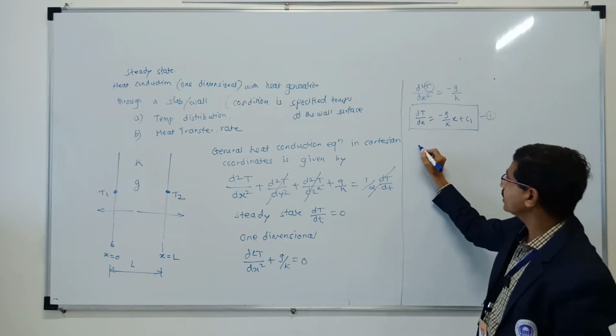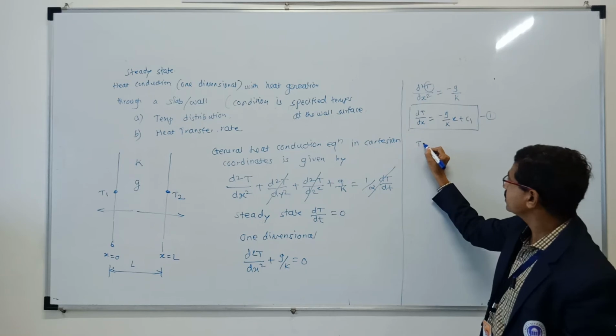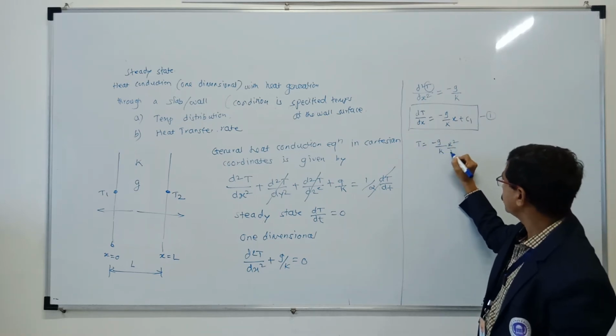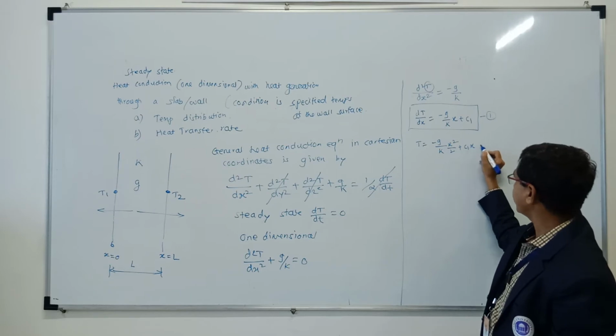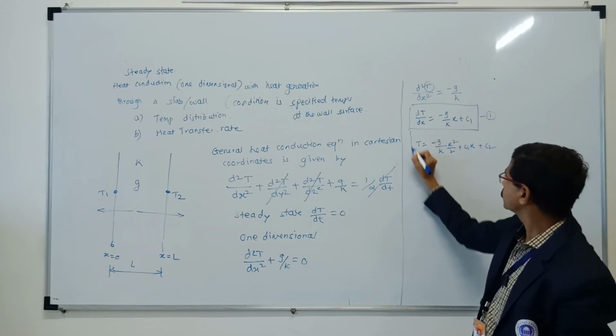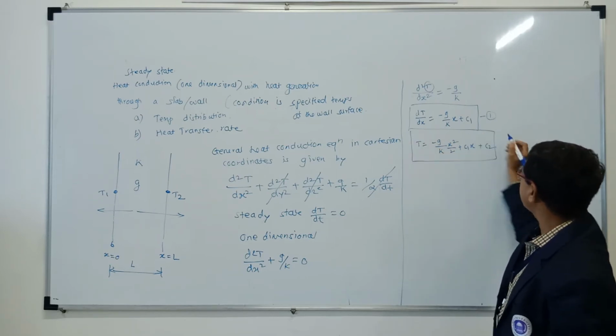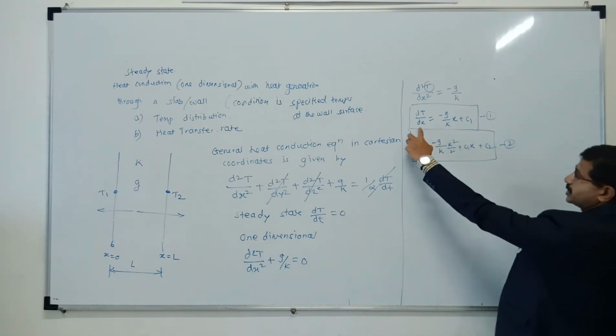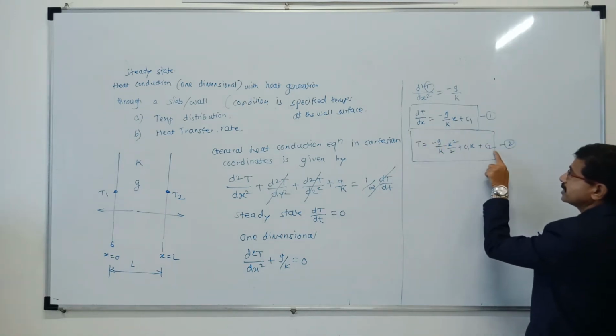Now integrate it once again, so T is equal to minus g by k, x square by 2, plus c1 x plus c2. So this is the second integration. I am putting this as equation 2. Now in both these equations you can see there are two constants, c1 and c2.